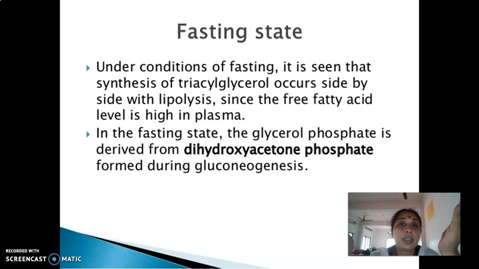So the free fatty acids then will be entering into the beta oxidation. Acetyl CoA will be produced. This acetyl CoA enters into the TCA cycle. The TCA cycle will be entering into the electron transport chain. This is how the energy is produced. Clear? That is, under conditions of fasting.